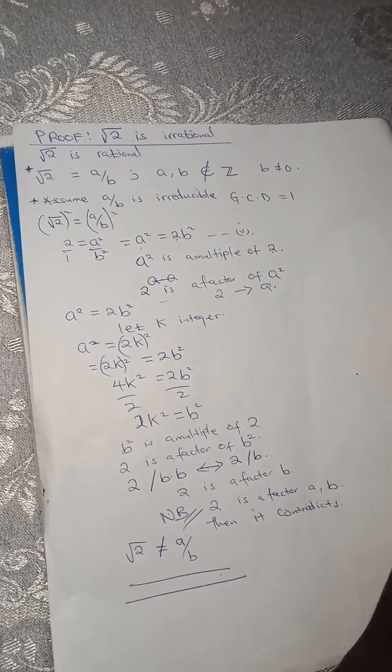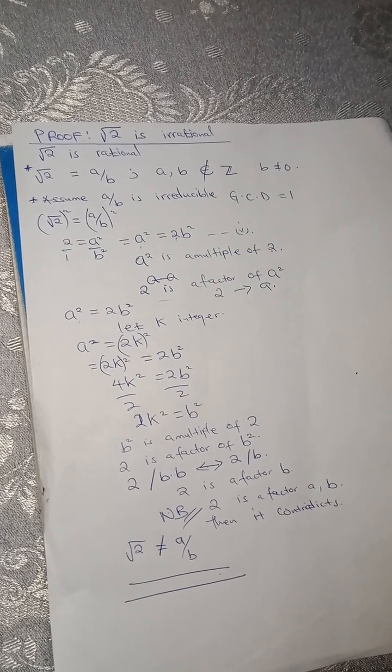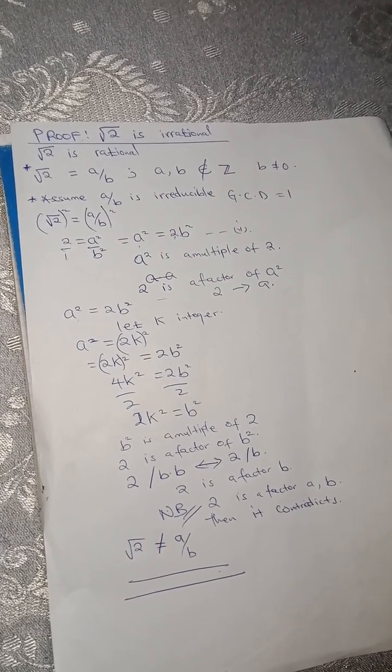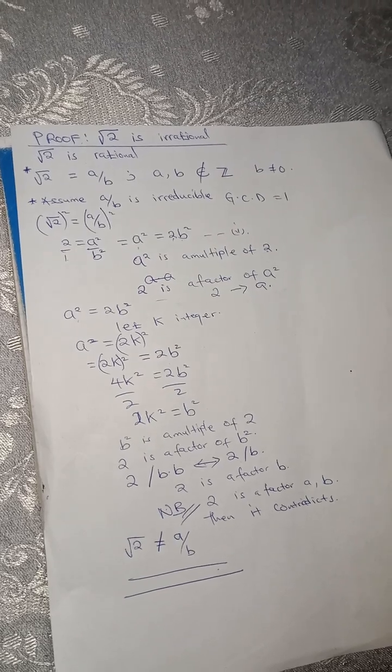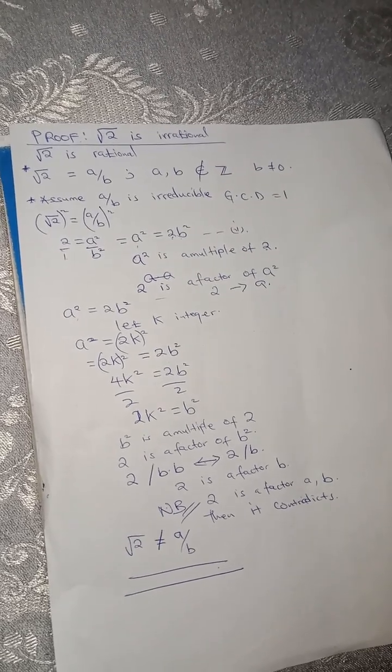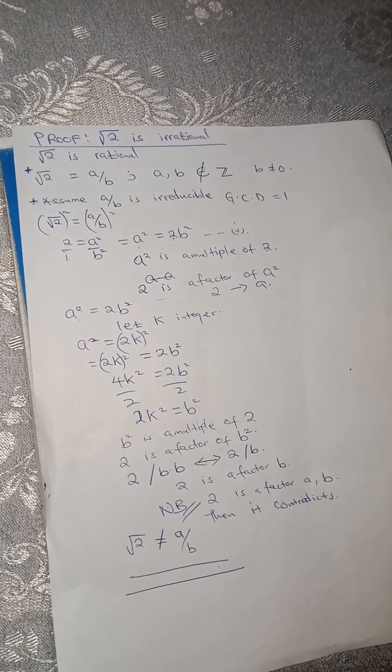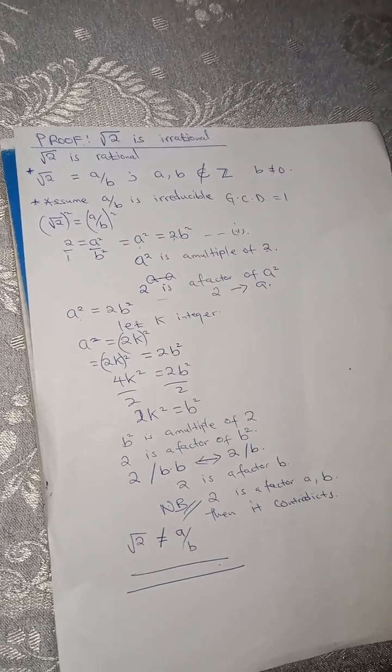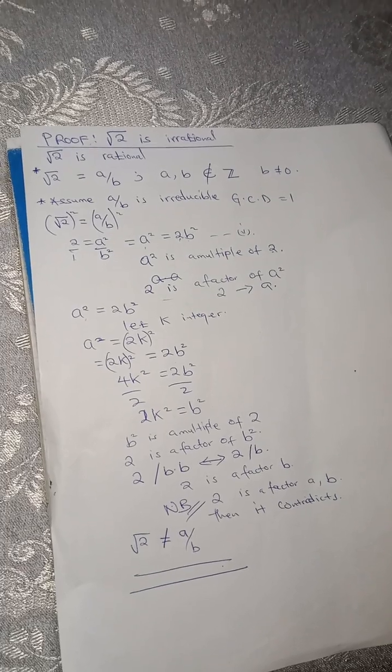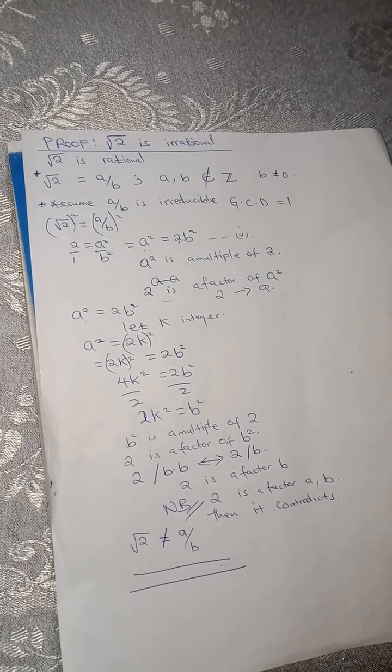Further in the next video, I will be doing the square root of 4 being an even number, the square root of 3 being irrational, and the square root of 4 being rational. Those proofs are all provided in my channel.